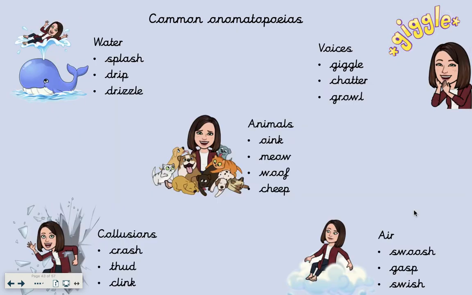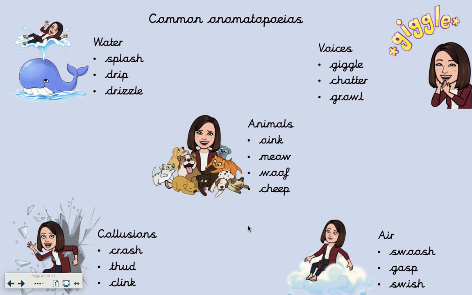So here are some common onomatopoeias that we can use in our writing. If we're wanting to talk about water or some form of lake, pond, things like that when we are describing settings, we can have the words splash, drip, drizzle, okay, so that we can hear those sounds copying what they are describing. Again, if we were doing a little bit of voices, if we were looking at dialogue, or conversations between characters, or maybe an unknown character we've not been introduced to yet, it could be giggle, chatter, growl, okay?